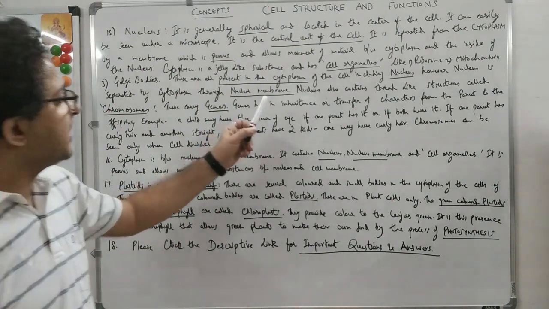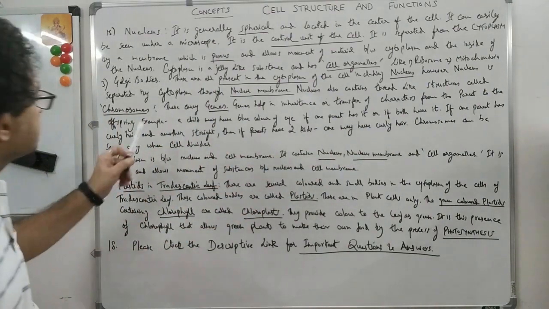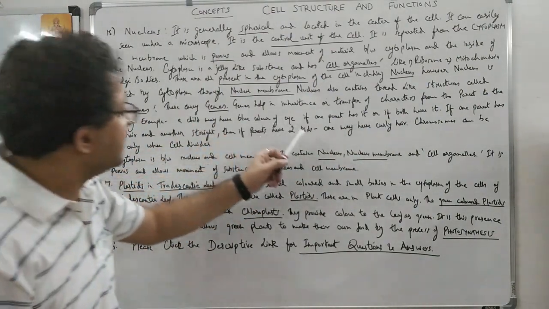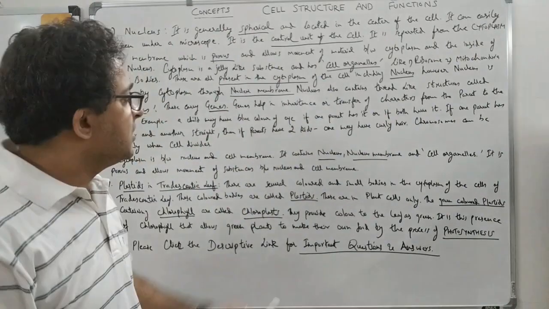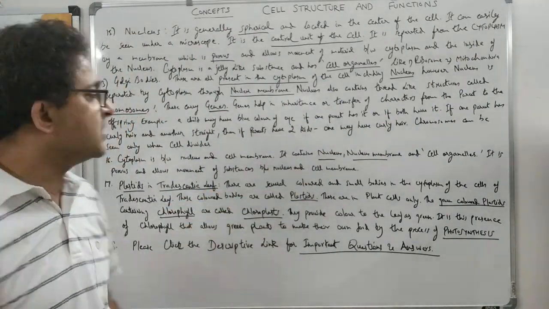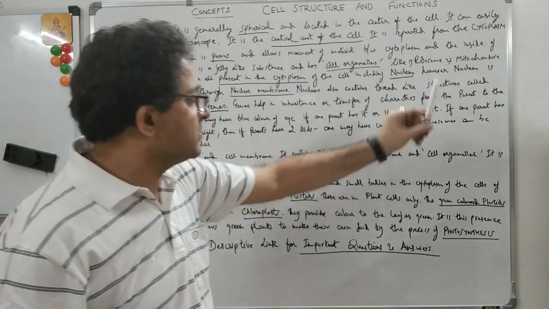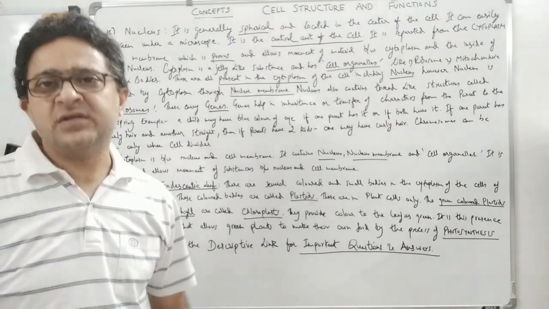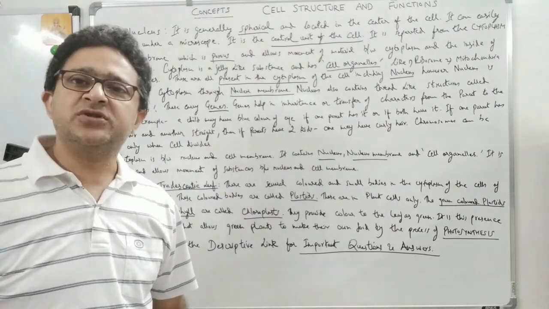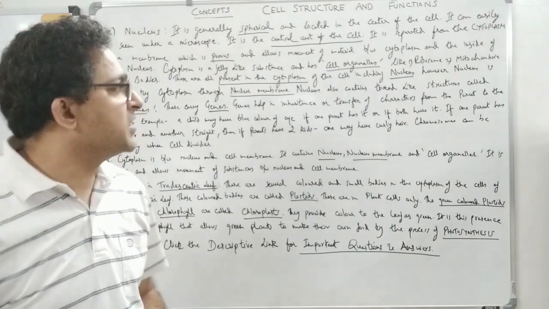So these are all functions of the nucleus. Genes help in inheritance or transfer of characters from the parent to the offspring. Example: a child may have blue colored eyes. If one parent has blue eyes, then the child may have blue eyes, or if both parents have blue eyes. Even if only one has, there is a possibility that in most cases the child may have blue eyes.